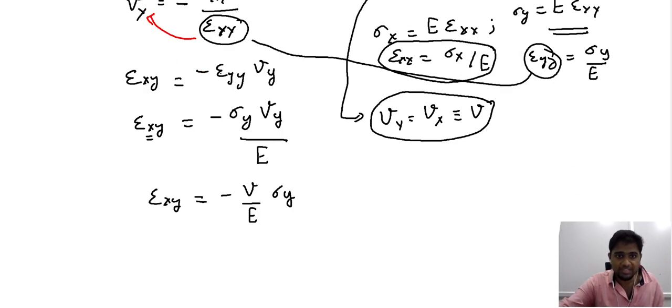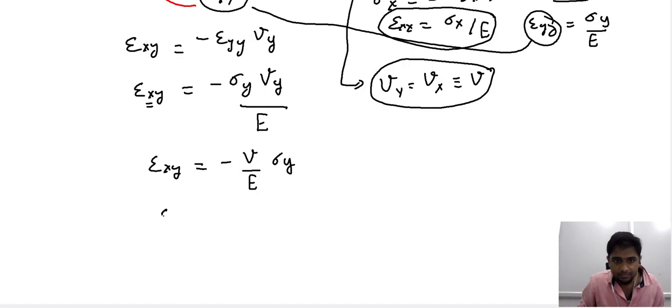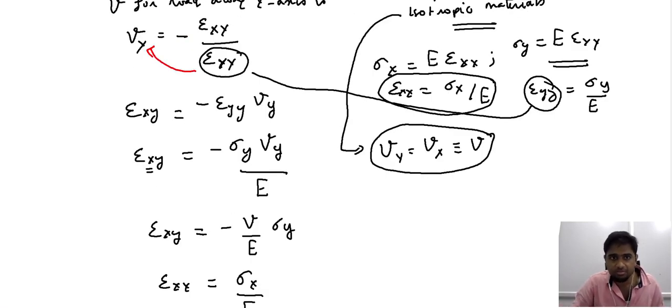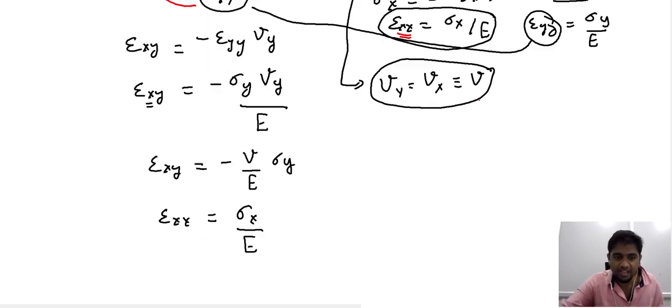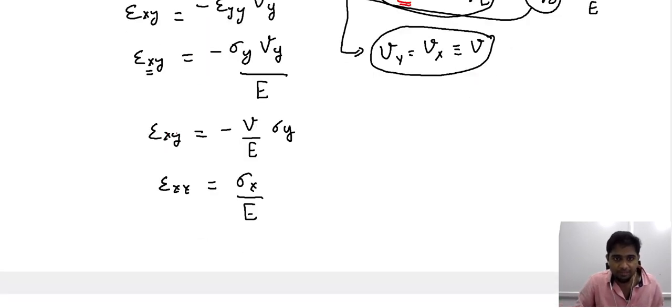So epsilon xx is written as sigma x by E. So this we have arrived at here. So epsilon xx is the ratio of sigma x by E, and we have arrived at an expression for epsilon xy. Now we can combine these two, because the overall strain along the x direction is the summation of the direct strain along the x direction plus the indirect strain along the x direction.